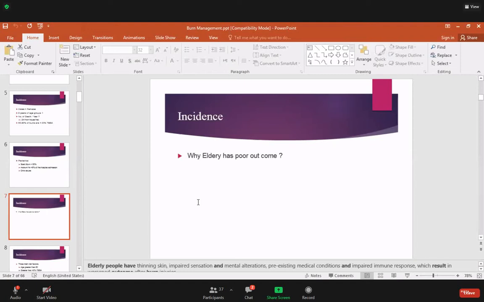They have a thinning of the skin with the passage of time. With the process of aging, the skin becomes thin, and the subcutaneous fat is not much in elderly people. So they have less protective barrier as compared to a young patient, and their immune responses are also low. All these factors, as well as the other chronic medical conditions which are already in these patients, make them more prone to develop complications after the burn. And although the incidence is low, the burn deaths are more in the elderly population as compared to the young patients.